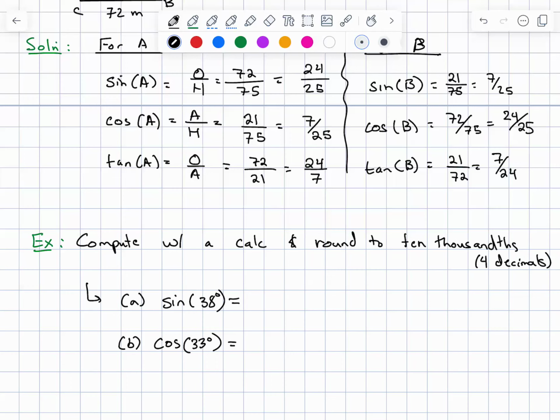Sine of 38 degrees is roughly 0.61566 and on forever, because it's an irrational number. Since we're rounding to the nearest fourth decimal, looking at that, that's a 6. The digit to the right of it is also a 6, so we will round up to 0.6157.